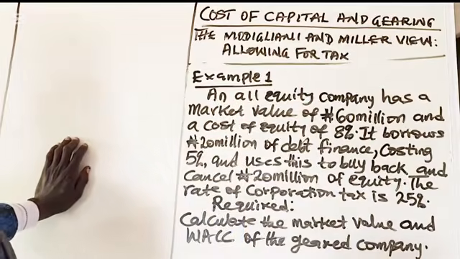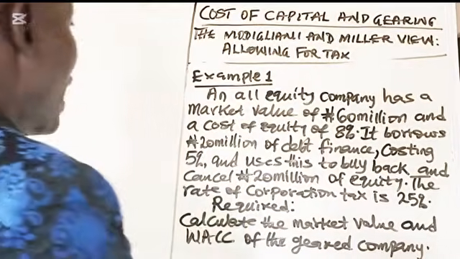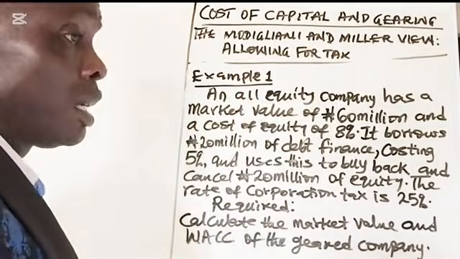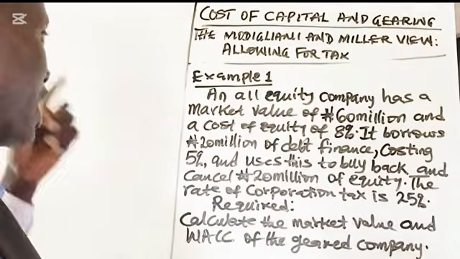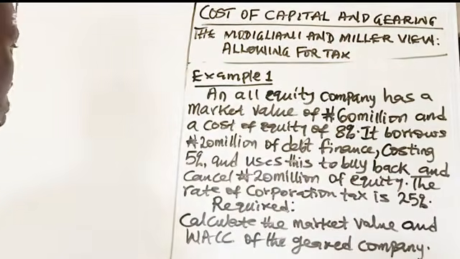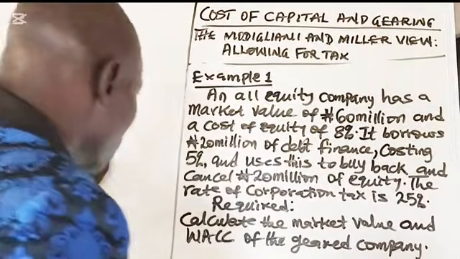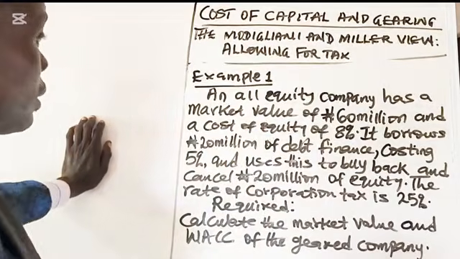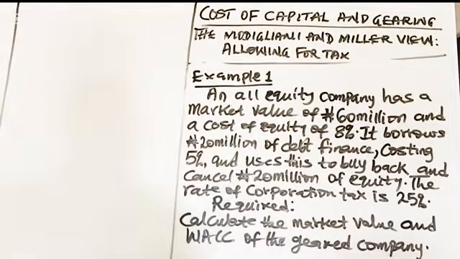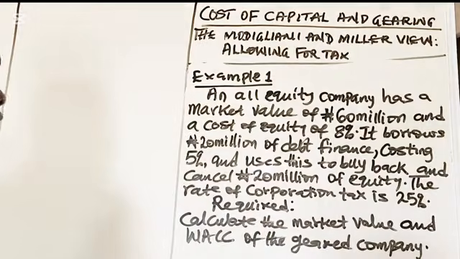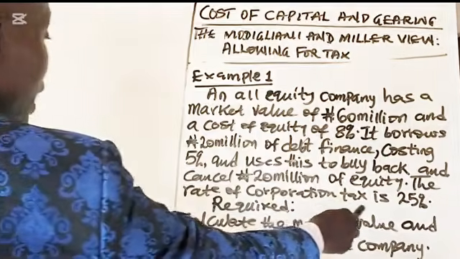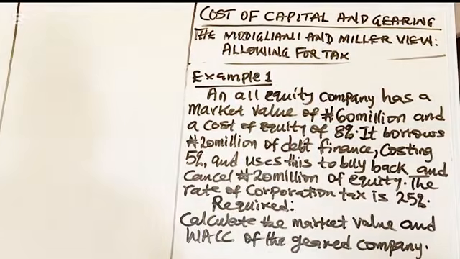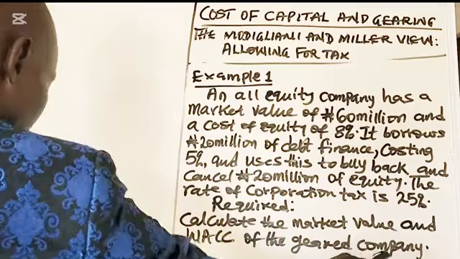Example 1. This question is obtained from the ICAN study text, Financial Management. The same question can also be found in the ICAN study text, Strategic Financial Management, both at the skills level and at the professional level. An all-equity company has a market value of 60 million naira and a cost of equity of 8%. It borrows 20 million of debt finance, costing 5%, and uses this to buy back and cancel 20 million of equity. The rate of corporation tax is 25%. Required: calculate the market value and the WACC of the geared company.